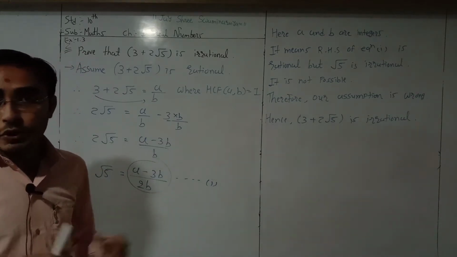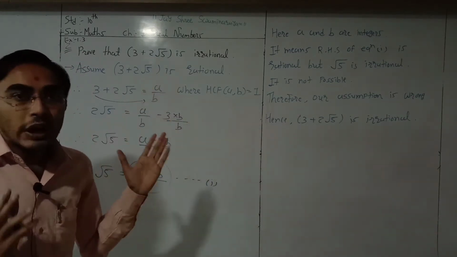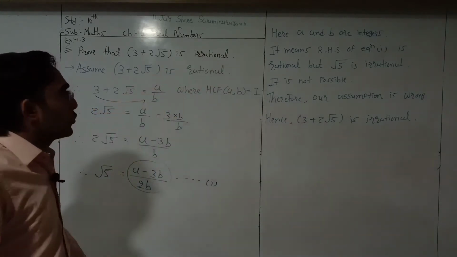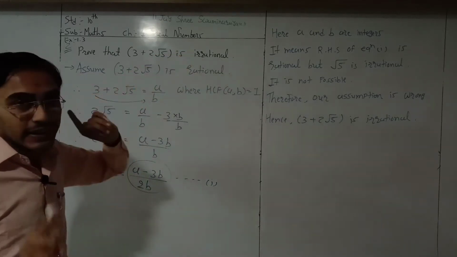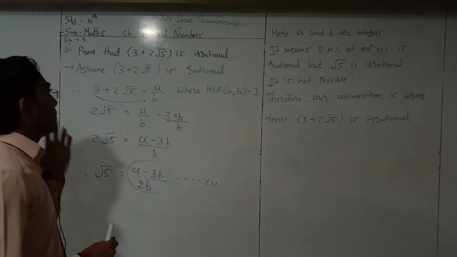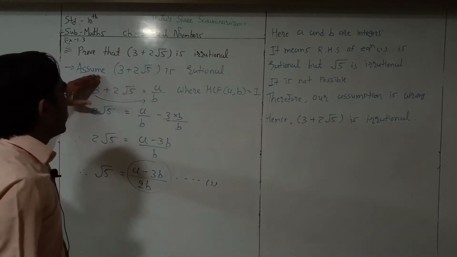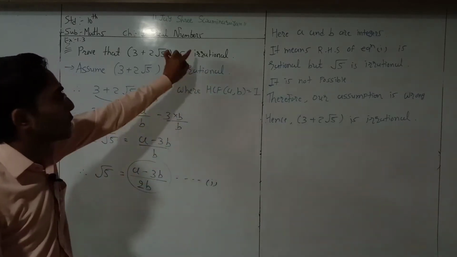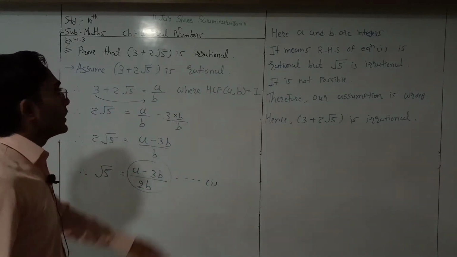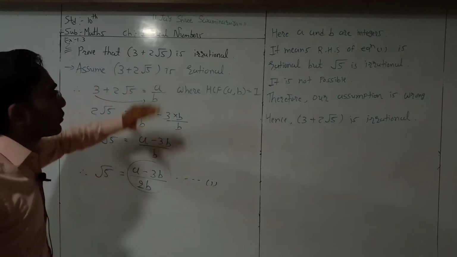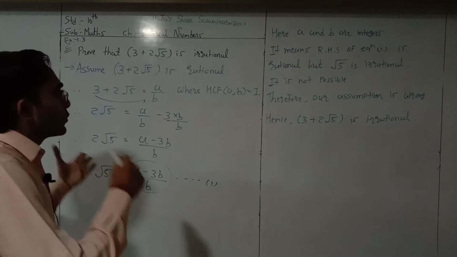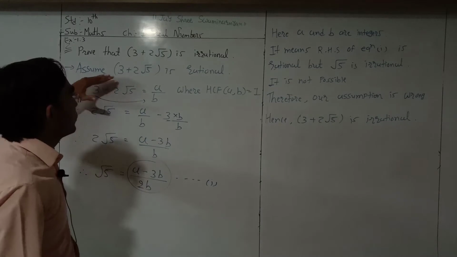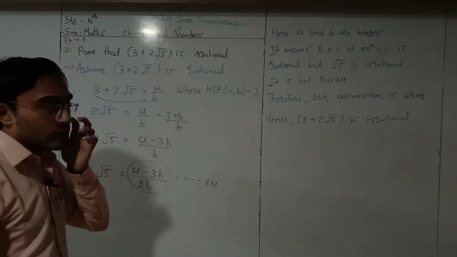Okay, in the contradiction method what we need to do? We need to assume the opposite thing, right? Here we need to prove this number is irrational, so we need to assume this number is rational. Okay, this is the contradiction method. So here assume 3 plus 2 under root 5 is rational. We need to prove it irrational, but we use the contradiction method. That's why we assume that 3 plus 2 under root 5 is rational, and we need to show that our assumption is wrong. Okay, so first of all assume 3 plus 2 under root 5 is rational.